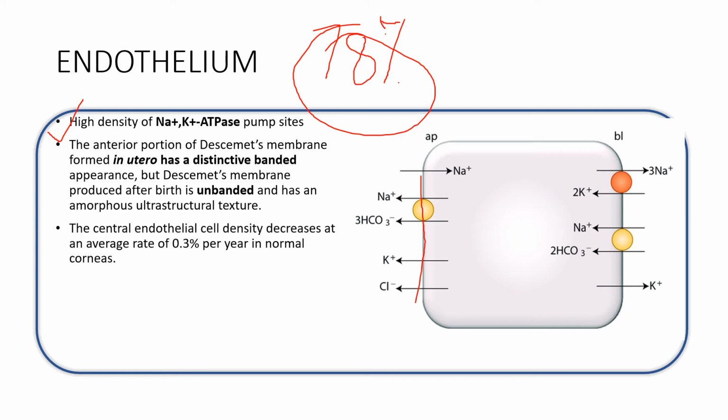So this anterior portion of the Descemet's membrane, which is formed in utero, has a distinctive banded appearance. But the Descemet's membrane which is produced after birth is unbanded and has an amorphous ultrastructural texture, right? Okay, the central endothelial cell density decreases at a rate of 0.3% per year in a normal cornea. The rate of decrease is 0.3%. This is also an MCQ question.